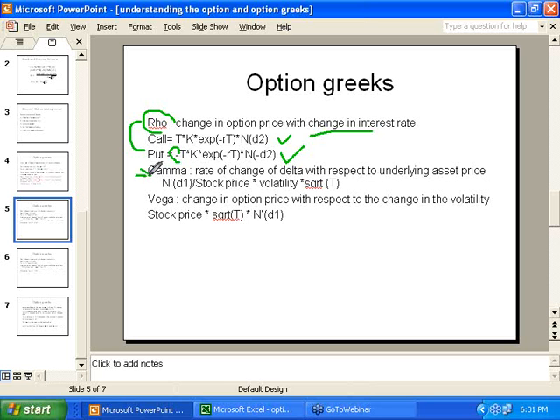Then the next Greek is gamma. One by one we'll work out all these formulas. So gamma says rate of change of delta with respect to the underlying asset price. So how the delta will change with respect to the underlying asset price change. This is explained as n dash d1 divided by stock price into volatility into square root of time. So that is known as your gamma.